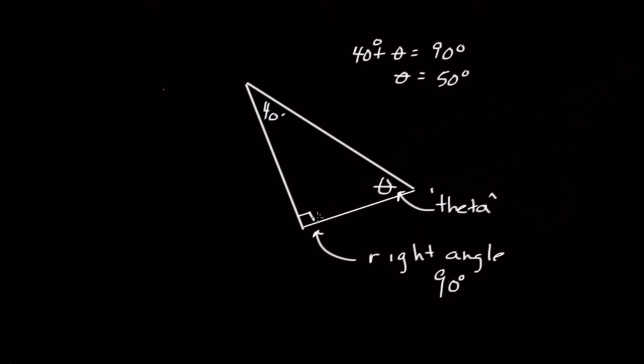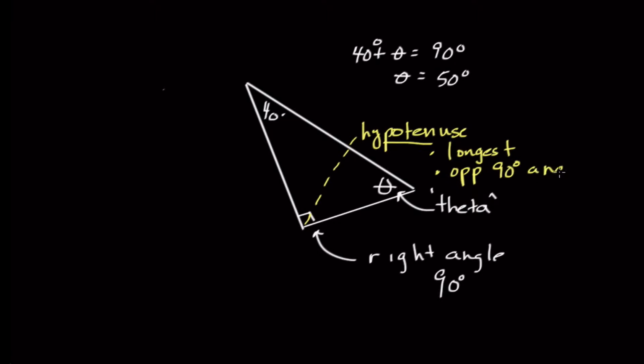Also, with right triangles, the side opposite the right angle has its own name. It's called the hypotenuse. And it's important to be able to identify the hypotenuse. It's always the longest side of a right triangle, and it is always opposite the right angle. So that's some basic vocabulary.